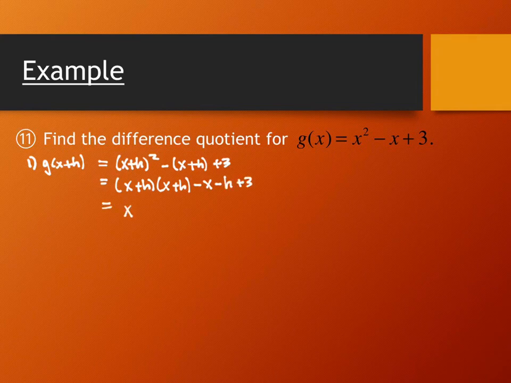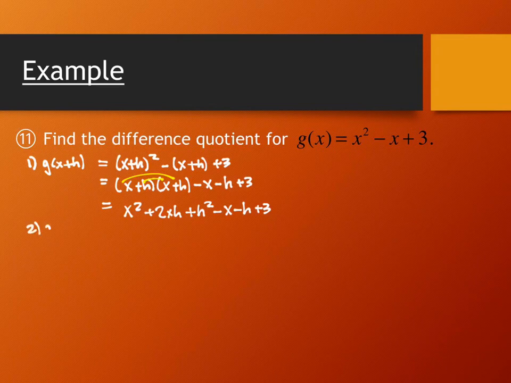And then my first term here is x squared. Inner and outer are both xh's, so I have plus 2xh. My last one is h squared minus x minus h and plus 3. Okay, and that's actually step 1.